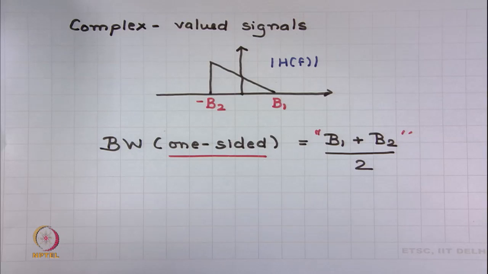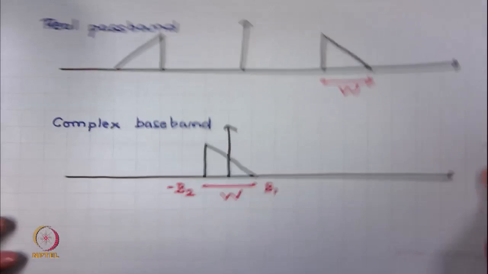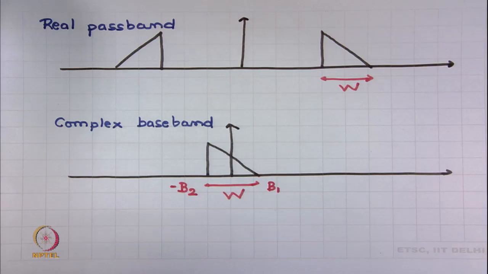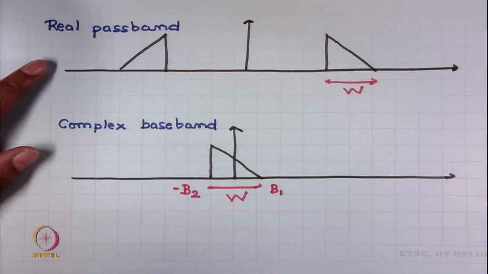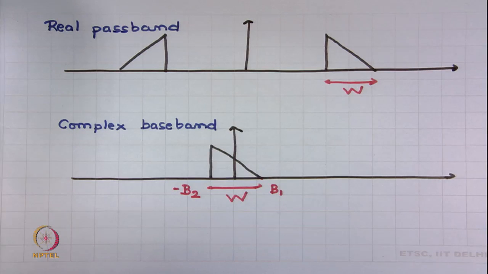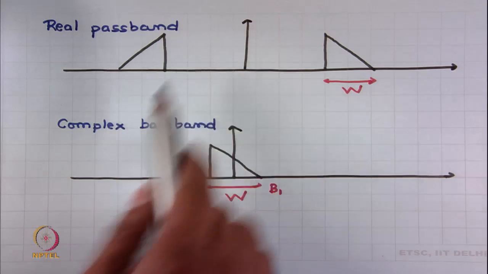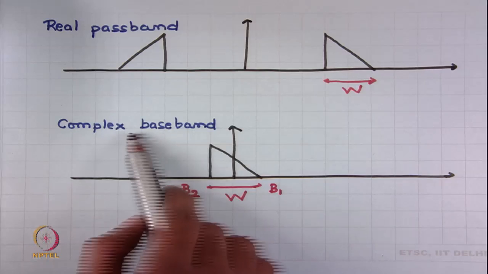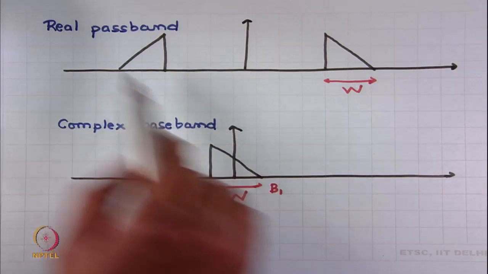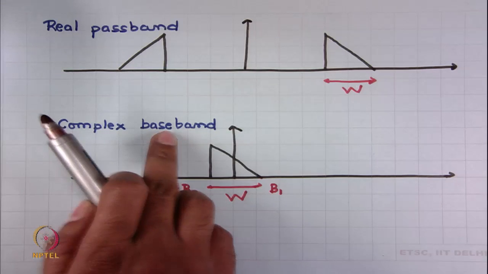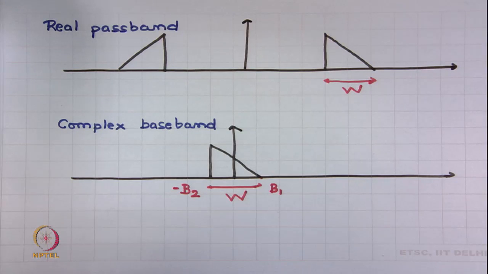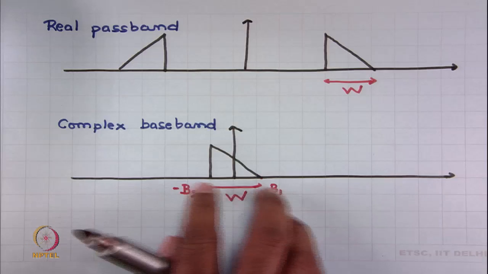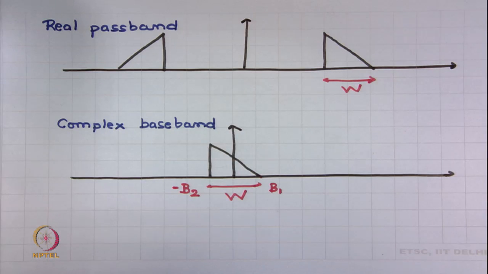But another definition of bandwidth for complex valued signals can flow from this idea of equivalence between the real passband signal and complex baseband signal. So, we will see later on that a real passband signal has an equivalent representation in baseband domain, and this representation of a real passband signal in baseband domain is normally complex. And this complex valued signals arise because of this equivalence between passband and baseband signals, because no signal can exist in reality as a complex signal.